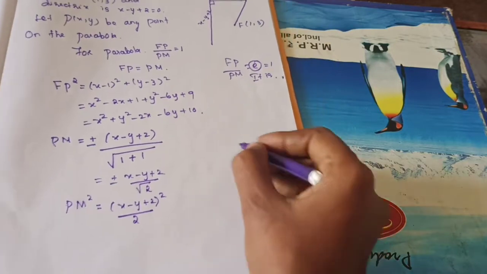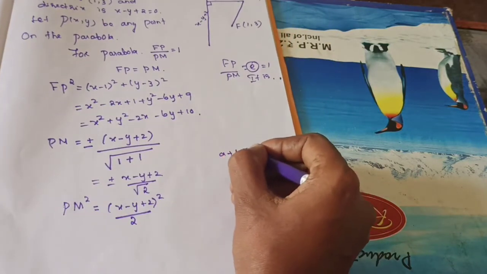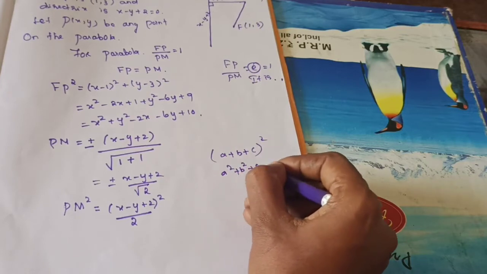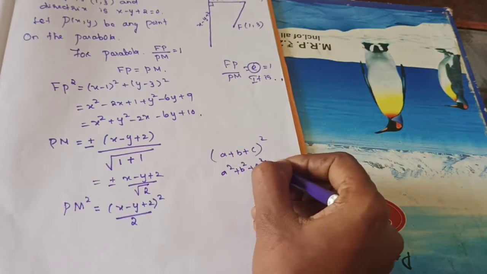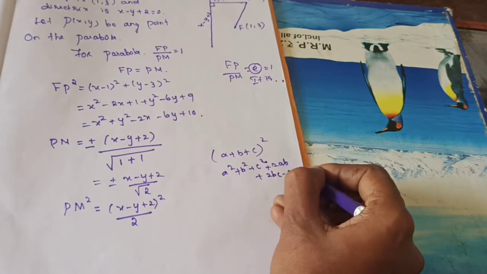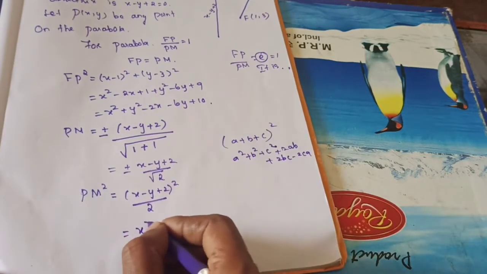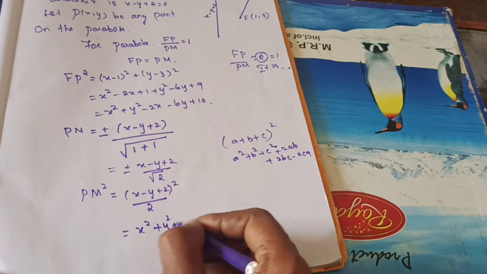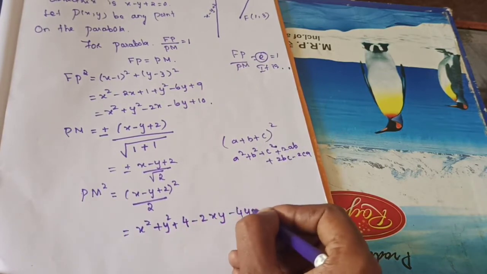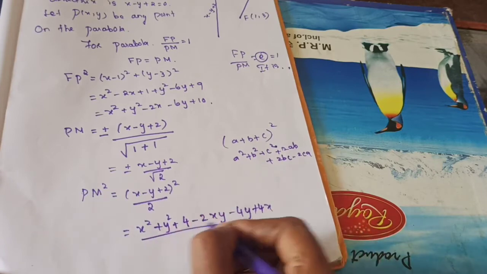So (a + b + c) the whole square, you know the formula. What's the formula for (a + b + c) the whole square? a square plus b square plus c square plus 2ab plus 2bc plus 2ca. You will use the formula here: x square plus y square plus 4 minus 2xy minus 4y plus 4x, divided by 2.